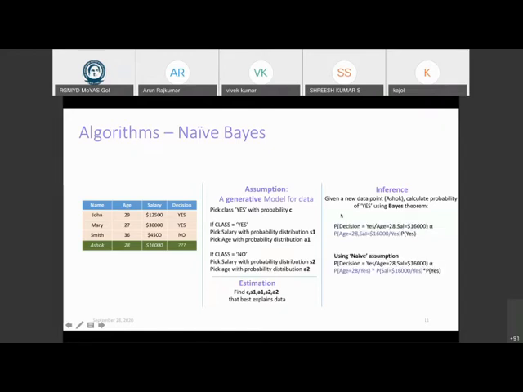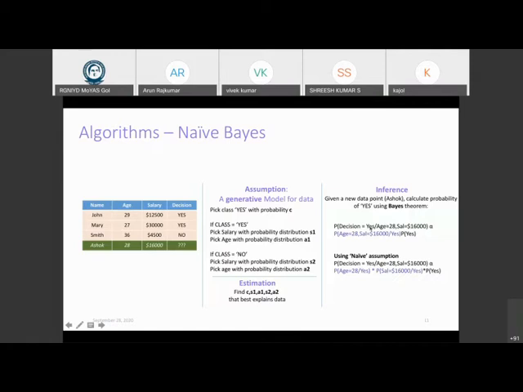Okay, so what is the theorem? The theorem is the following. P of A given B is simply, you can write it in terms of P of B given A, P of A by P of B. In this case, we are going to use the Bayes theorem for something very specific. Given this new guy Ashok, we are interested in the probability that the decision for Ashok should be yes or no. We want to find the probability that the decision for Ashok is yes, given that Ashok's age is 28 and salary is 16,000. This is what we want to find out.